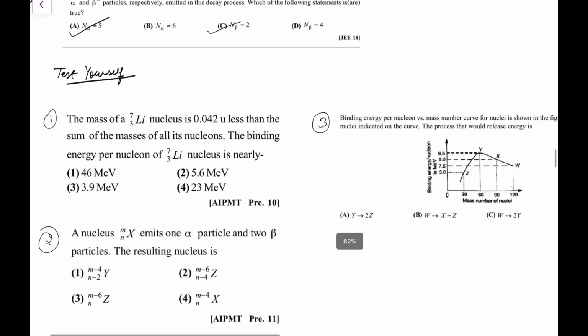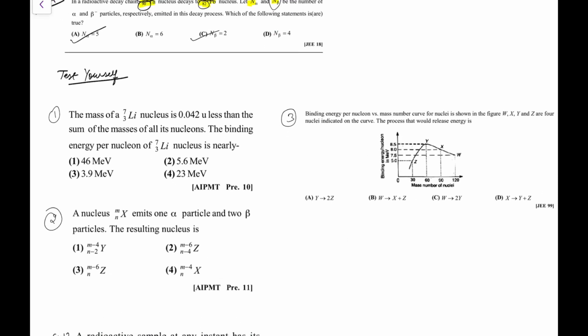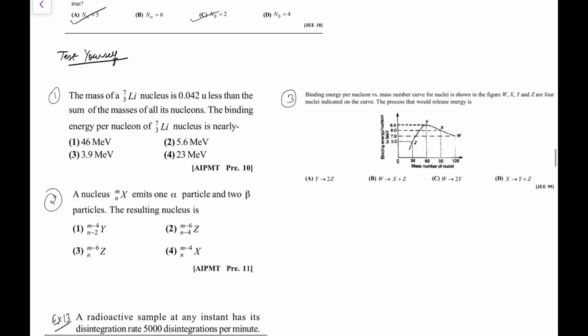Now you can check yourself with all these. I have these 3 questions for you. Just take a screenshot and try to solve them.